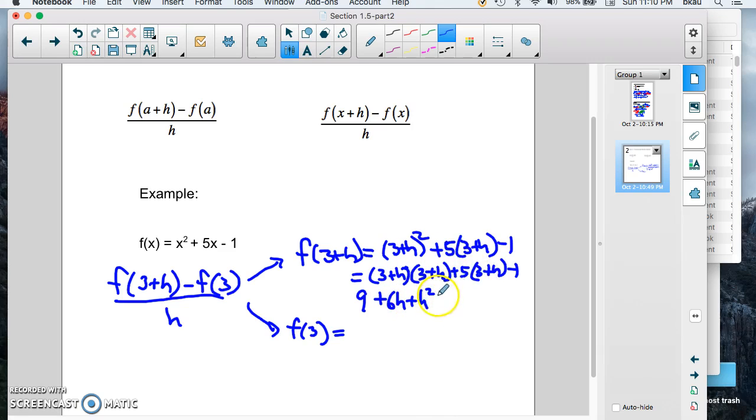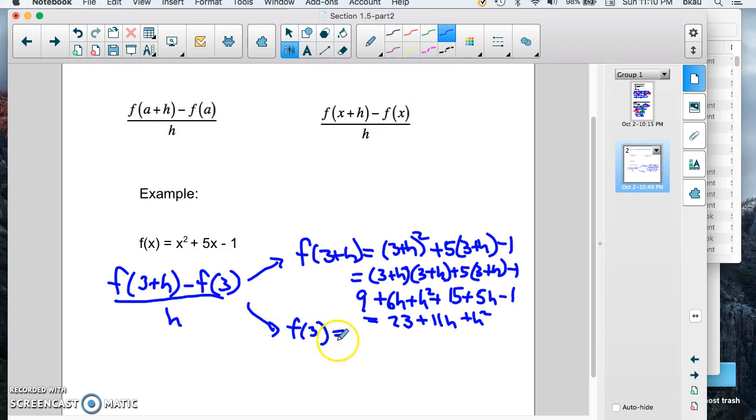And then this next term we're going to have 15 using our distributive property, plus 5h, minus 1. Now that's going to simplify into, let's see, we're going to add 9 and 15 and get 24. Subtract 1 and get 23. We'll have 6h and 5h, so that's 11h, and an h squared. So that's my evaluation for f of 3 plus h.